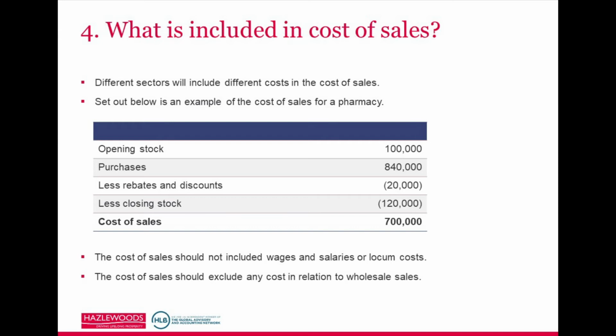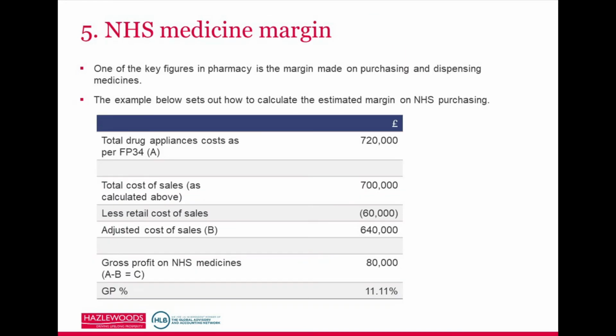The NHS prescription income tends to take up the majority of an income for a pharmacy, and therefore it is important to understand how well you are performing in terms of buying the products and what profit you are making from dispensing the medicines. On our next slide, we have set an example on how to calculate the margin on your NHS dispensing. What you will need in order to do this is your NHS statements for the last 12 months and your cost of sales figure from your financial statements.